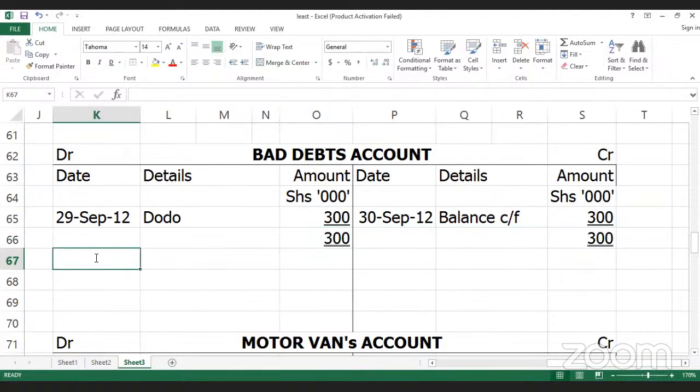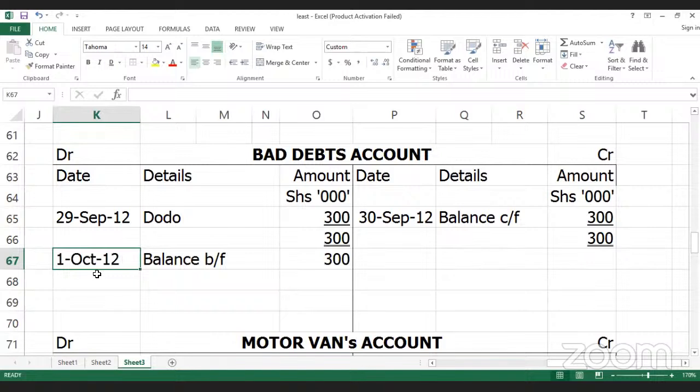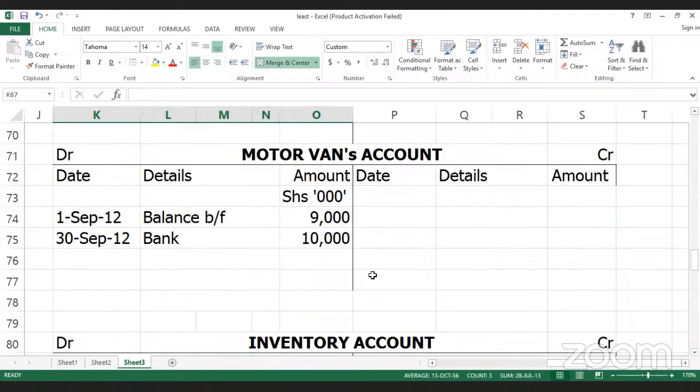Then on 1st October 2012, balance brought forward, 300. That is your bad debts account, also balanced. We have balanced it. Let's move to the motor vans account now.